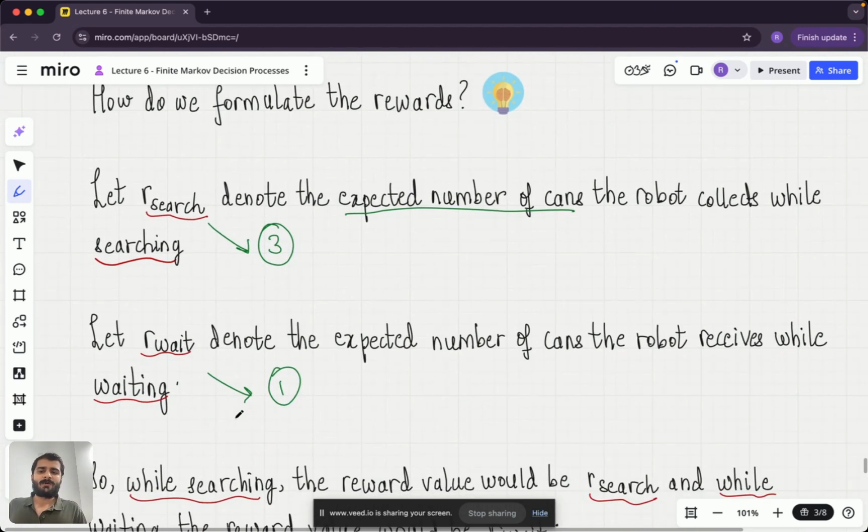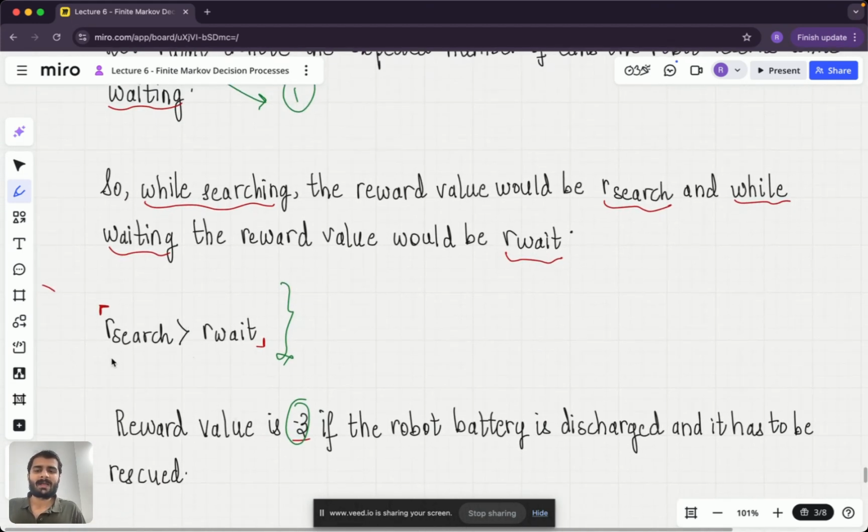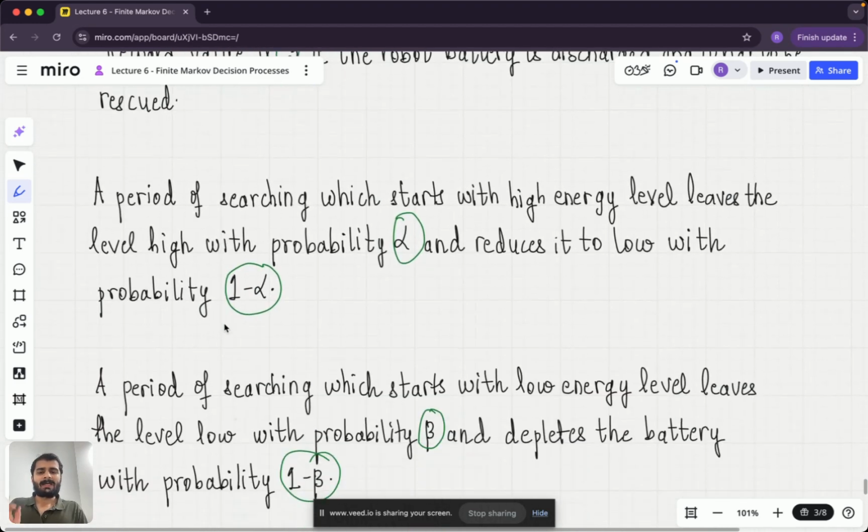So the reward for that is our wait, but our search is going to be greater than our wait because I want the robot to actively search and collect cans actively. And then let's say while moving, suddenly the robot's battery dies, which means that your robot has not planned the battery conservation properly, and the reward is going to be negative for this. In this case, the reward is going to be -3 because the battery is discharged and it has to be rescued.